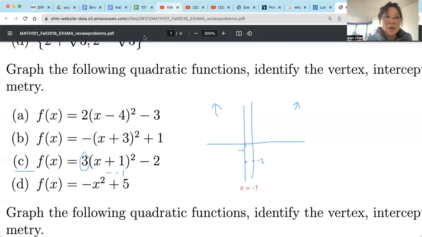Now let's find our x-intercept. X-intercept means setting this to be 0. If we set this to be 0, move -2 to the other side. Don't think about these functions anymore. We move -2 to the other side and it becomes positive. Now we divide by 3 on both sides. We get x plus 1 squared equals 2 over 3.